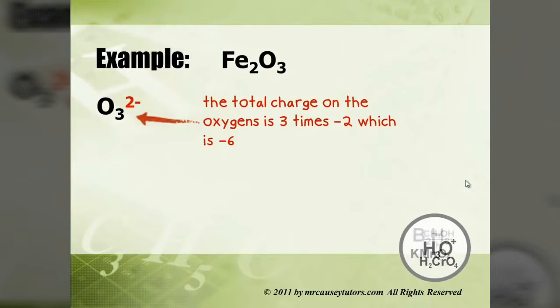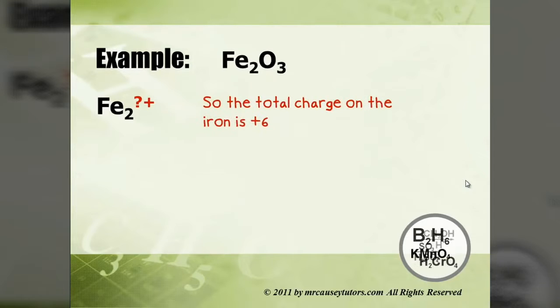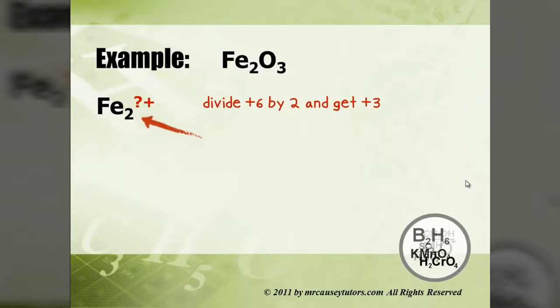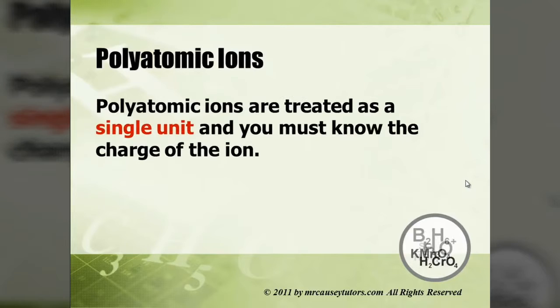Fe2O3. Notice that the total charge on the oxygen is 3 times -2, which is -6. Remember, now the charges have to balance to 0. And so the iron, what's the iron going to be? Well, take -6 and divide it by 2, and we realize that the whole charge on the iron has to be +6. So divide +6 by 2 and get +3. And we have iron 3 oxide. Isn't that pretty simple?